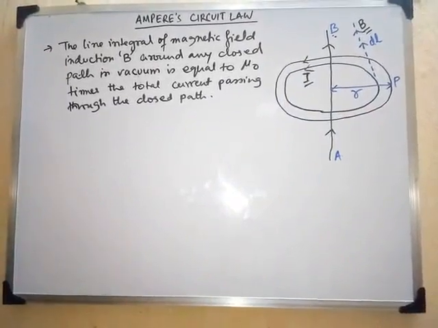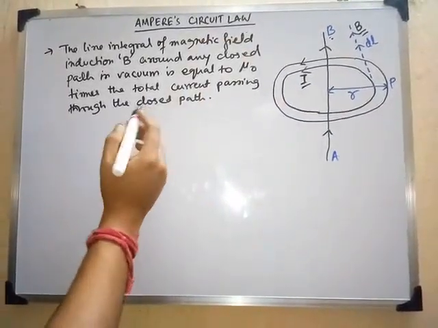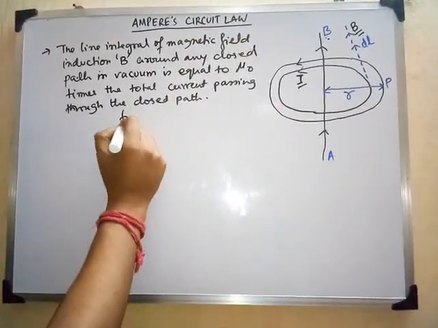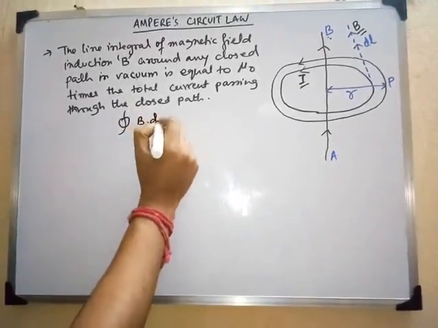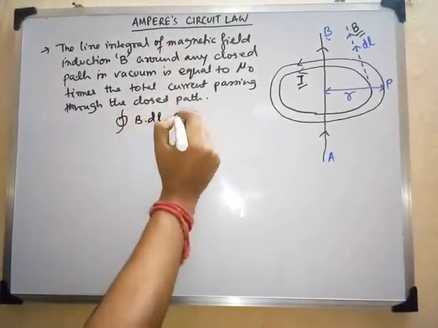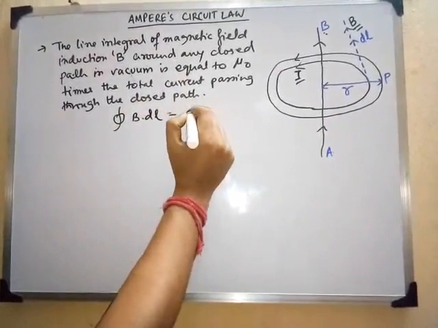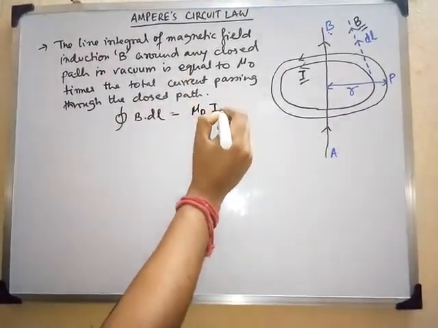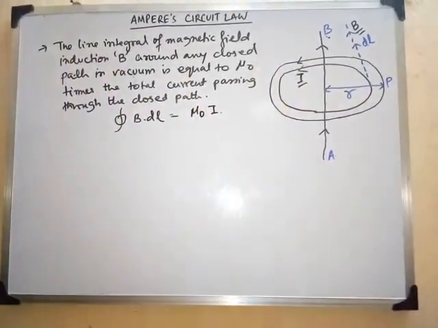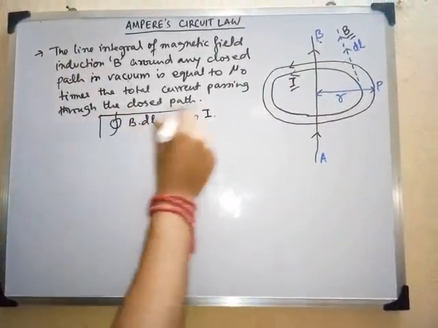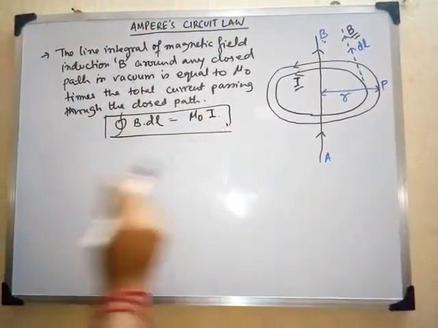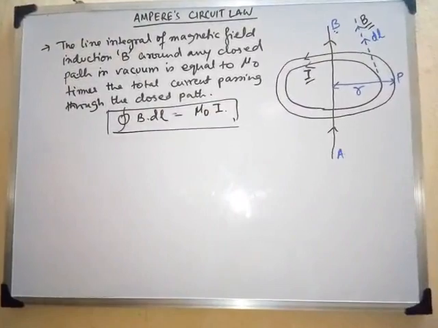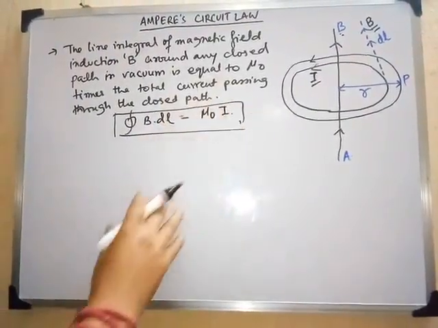Or conversely we can write this in terms of an expression. As per the law, we can write the closed line integral of B dl is equal to mu naught times the current that is passing, that is mu naught I. So this is the representation of Ampere circuit law, right? So you understood what this Ampere circuit law tells.